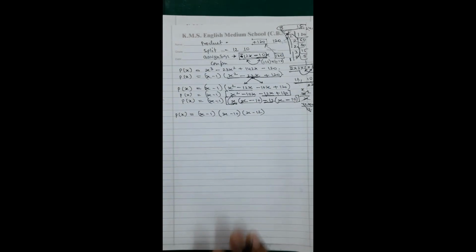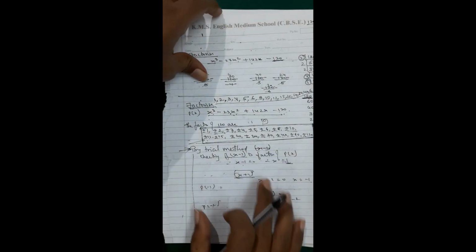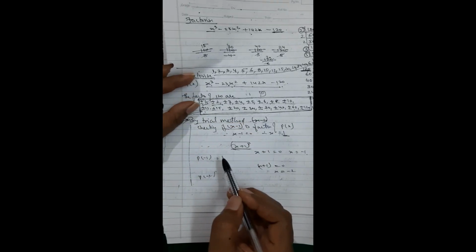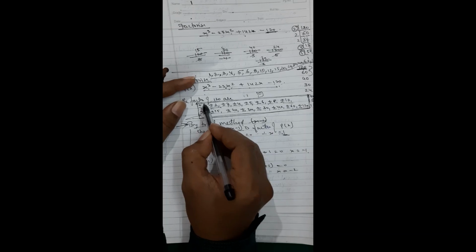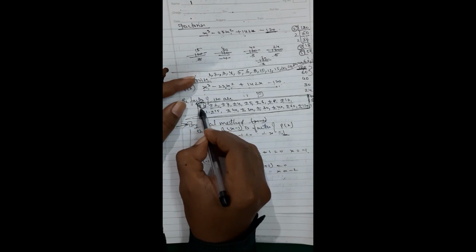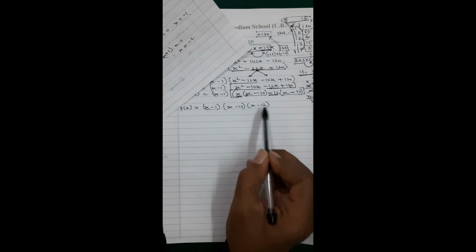This is factorization complete. Okay, my dear students. Now, do you understand what is happening? See, my dear students, if you would have gone by the trial method, you would have checked plus 1, minus 1. Out of that, you would have got x minus 1. Then minus 10 minus 12 is there.